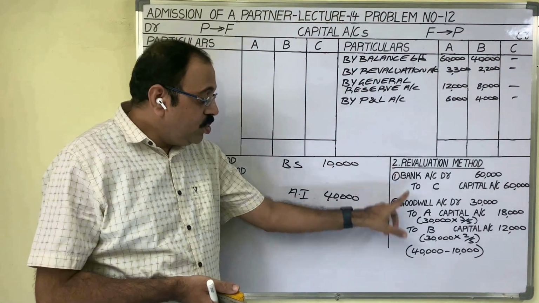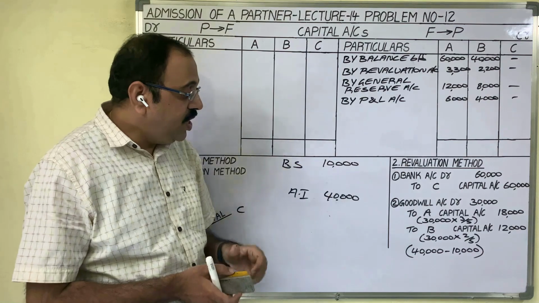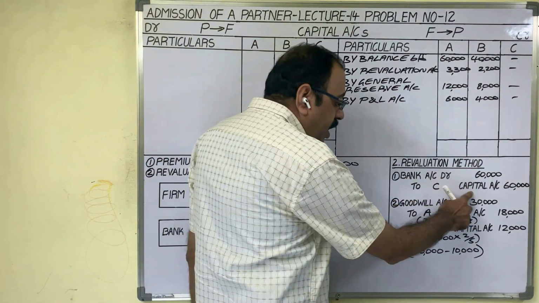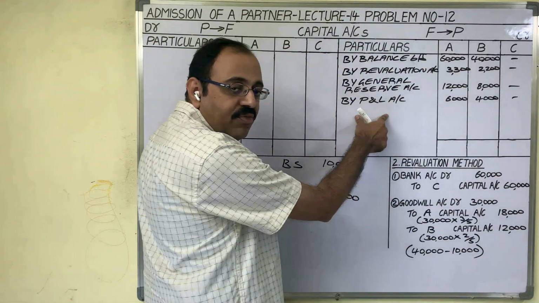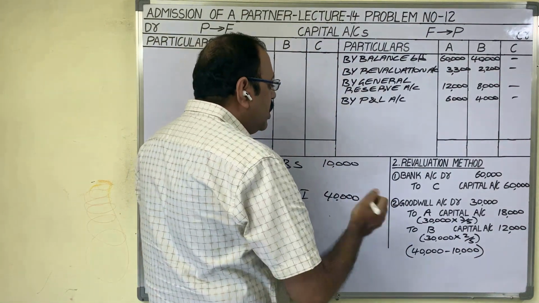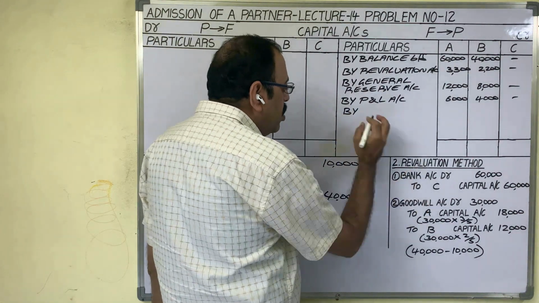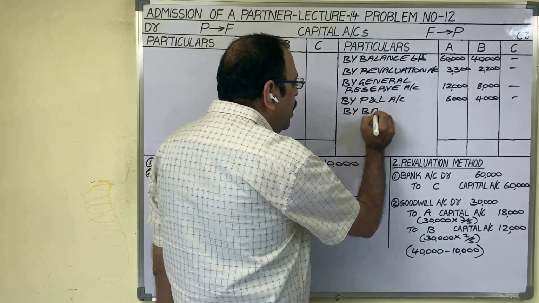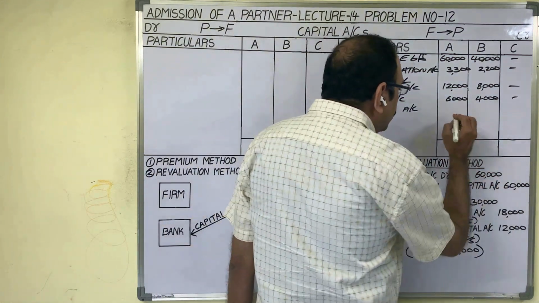Now, these two entries we have to post in capital accounts. See the first entry, C capital is credited. Therefore, credit side we should post this entry. What to write in particulars column? We debited bank account now. Write down that by bank account. In C's column, 60,000 rupees.